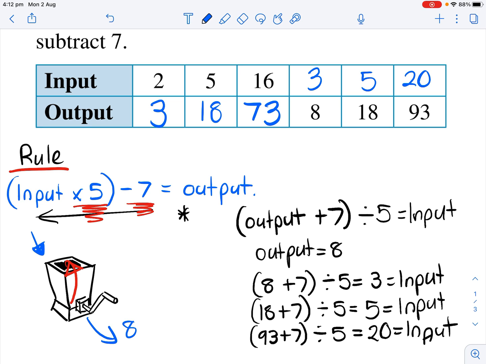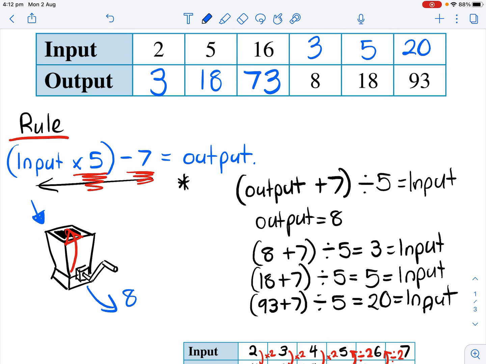Okay, so the key point in this is that you need to reverse the process. Whatever you did to get from your input to your output, you need to reverse that process.